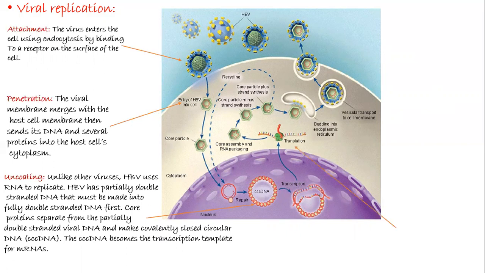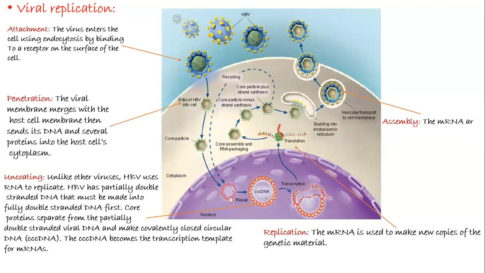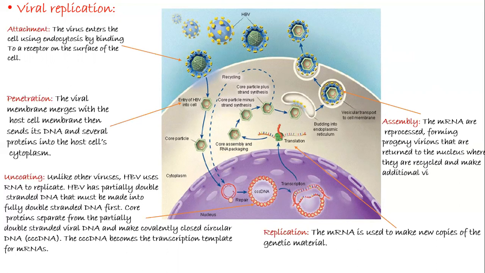Next step is the replication. Here the cccDNA is used for replication. mRNA is used to make new copies of the genetic material. The next step is assembly. Here the mRNAs are processed and new progeny virions are formed. They are returned to the nucleus where they are recycled and make additional virions.